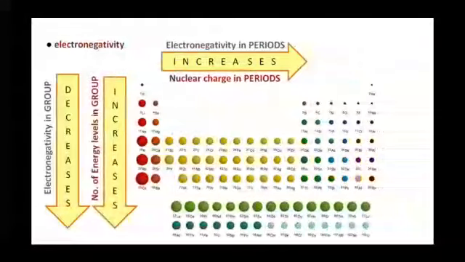In the periodic table, when we move from left to right, the electronegativity value increases as the nuclear charge increases. And when we move from top to bottom, electronegativity value decreases as the number of shells increases. That is, the distance between the nucleus and the valence electron increases. So the tendency to pull the shared pair of electrons is lesser. Therefore, electronegativity decreases along the group.